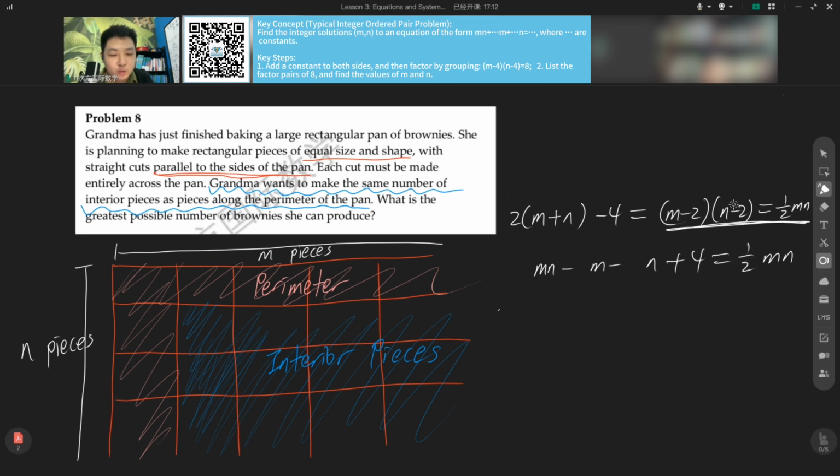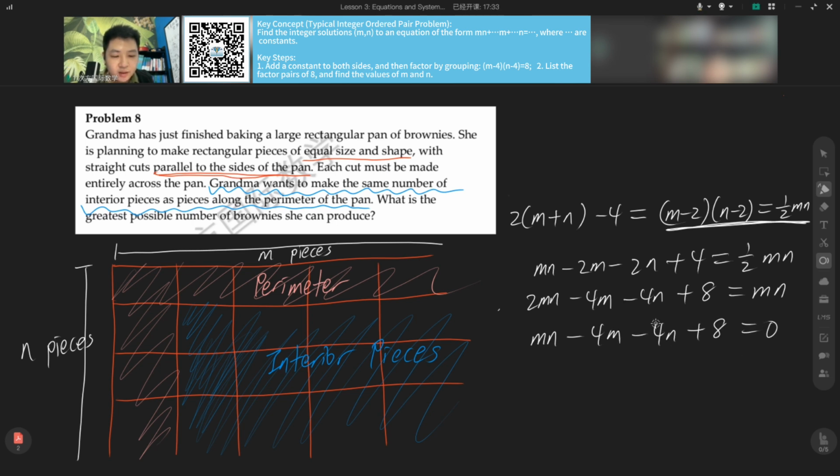If we distribute this out, there should be 2m plus 4. And then we double each side, we get 2mn minus 4m minus 4n plus 8 equals mn, and that's mn minus 4m minus 4n plus 8 equals 0. And we get m minus 4, n minus 4, and we are really adding a 16. So that's really adding 8, equals 8.